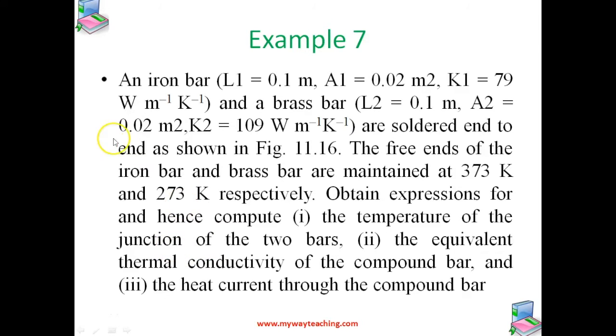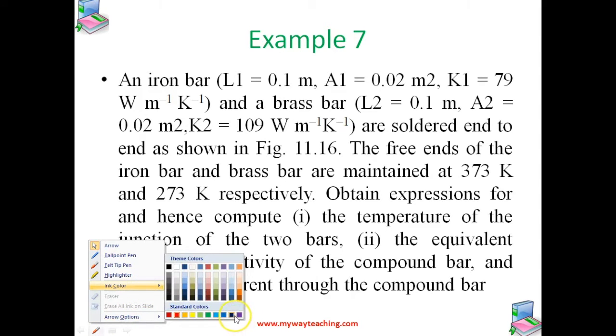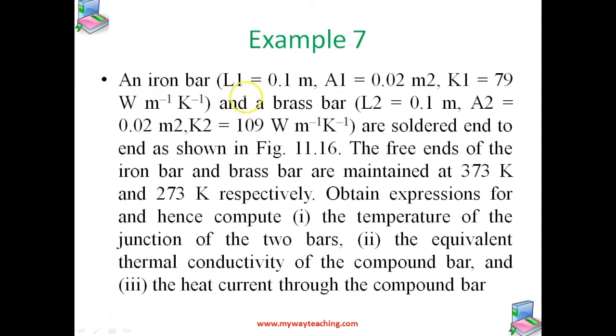In this part, let us solve one more simple problem. The statement of the problem is: an iron bar with L1 equal to 0.1 meter, A1 equal to 0.02 meter square, and K1 equal to 79 watt per meter per Kelvin, and a brass bar with L2 equal to 0.1 meter, A2 equal to 0.02 meter square, and K2 equal to 109 watt per meter per Kelvin are soldered end to end, as you can see in the next figure.